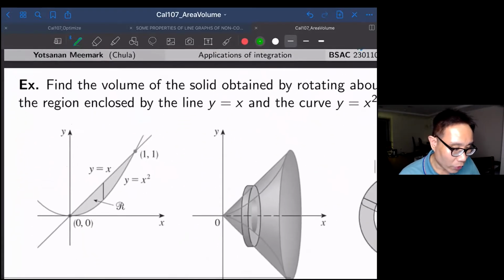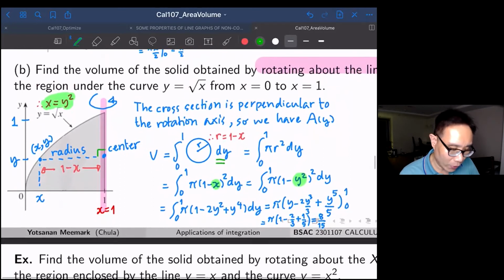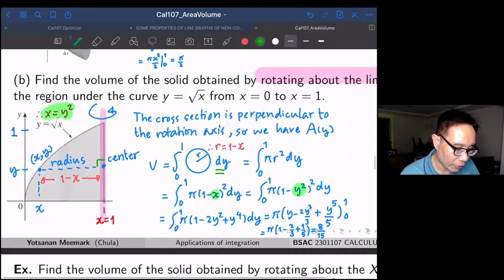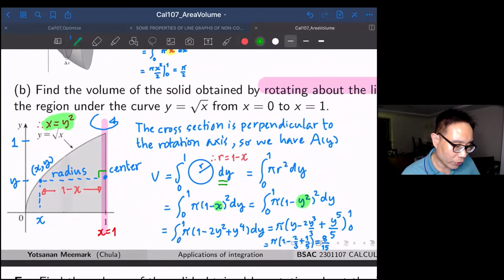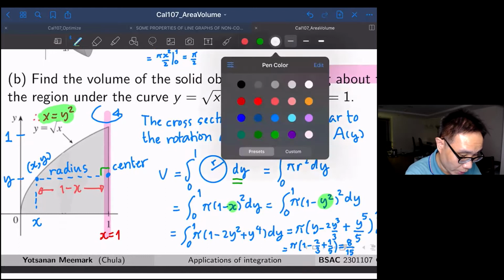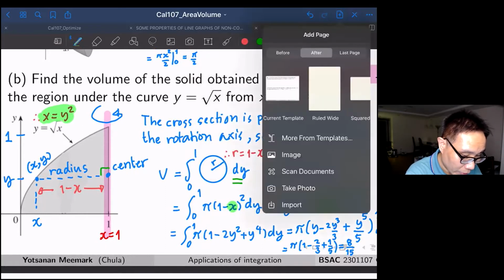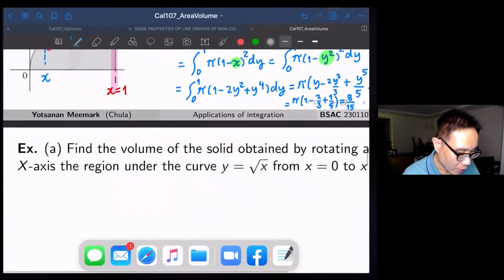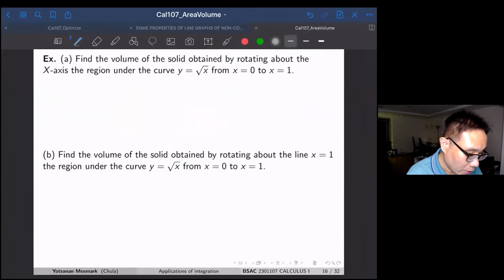Okay. So if I do one more thing for this example, you may ask me, hey, if I'm not gonna rotate this guy about the line x equal to 1, can I rotate this guy about the line x equal to 2 instead? Okay, so let me add this page and I show you. So this one must be C.